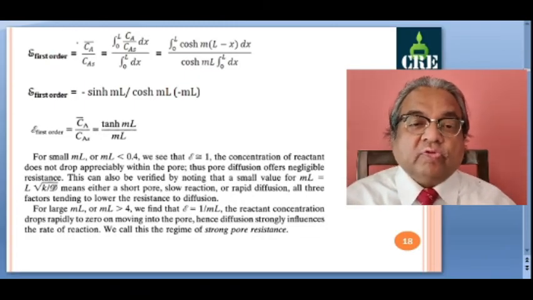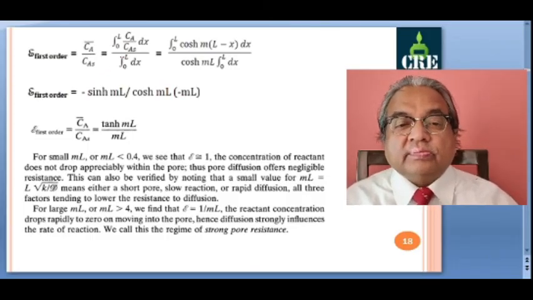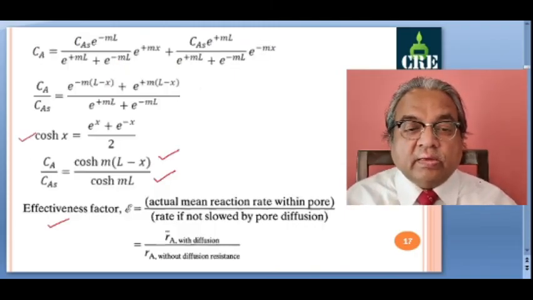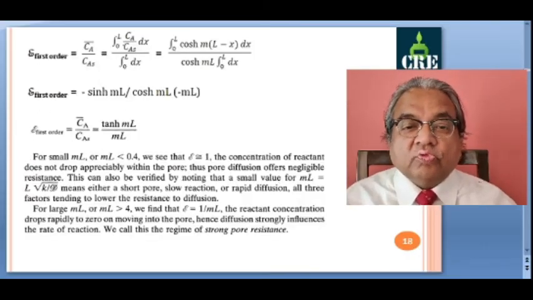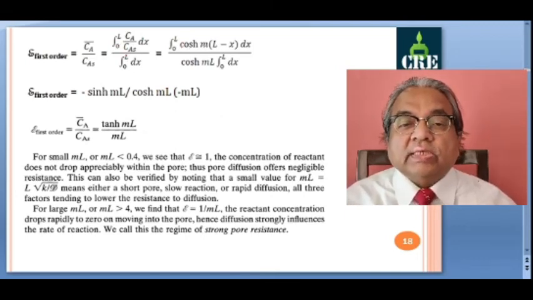So the effectiveness factor for the first order, we can write as Ca bar by Cas, and that we can write by averaging it over the length. So we have Ca by Cas. If I average it over the length, Ca by Cas dx averaged over 0 to L, divided by dx from 0 to L. So the integral from 0 to L of cosh m(L minus x) dx, divided by cosh mL, which is constant and which we can write in the denominator, and the integral from 0 to L of dx.